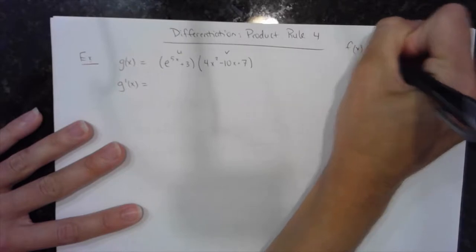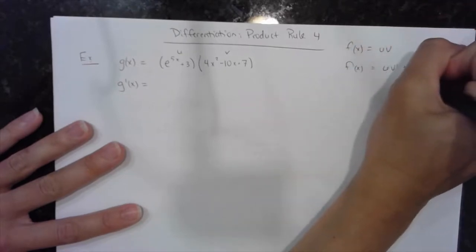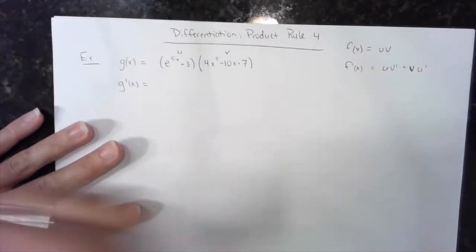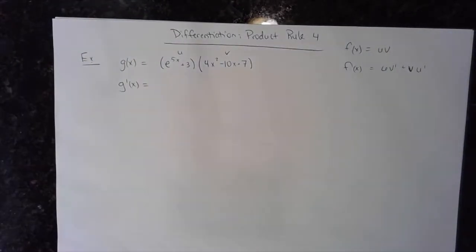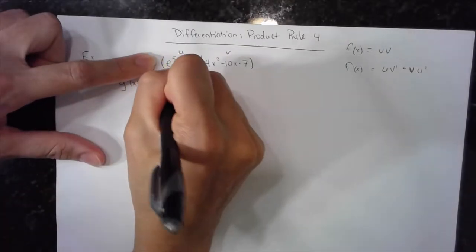Just for reference, f of x is u times v, so f prime of x is the first times the derivative of the second, plus the second times the derivative of the first, right? Just the same thing that I've been saying. So here we go. It's the first. Copy it down.